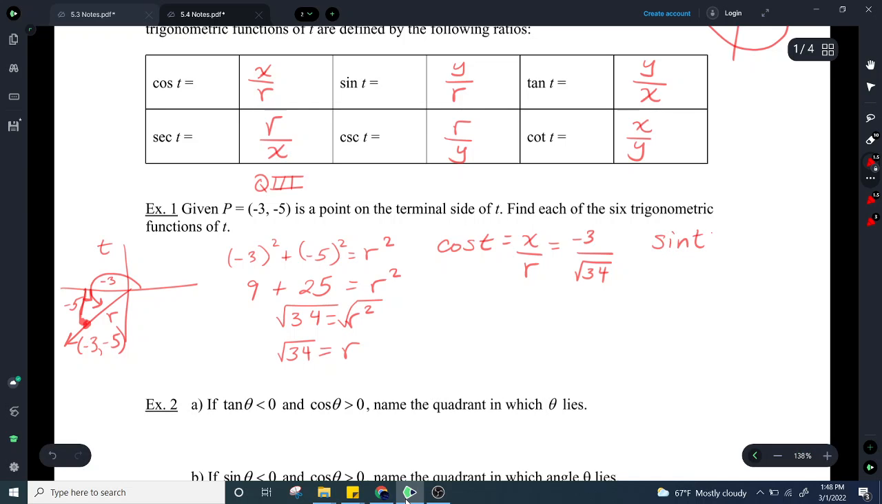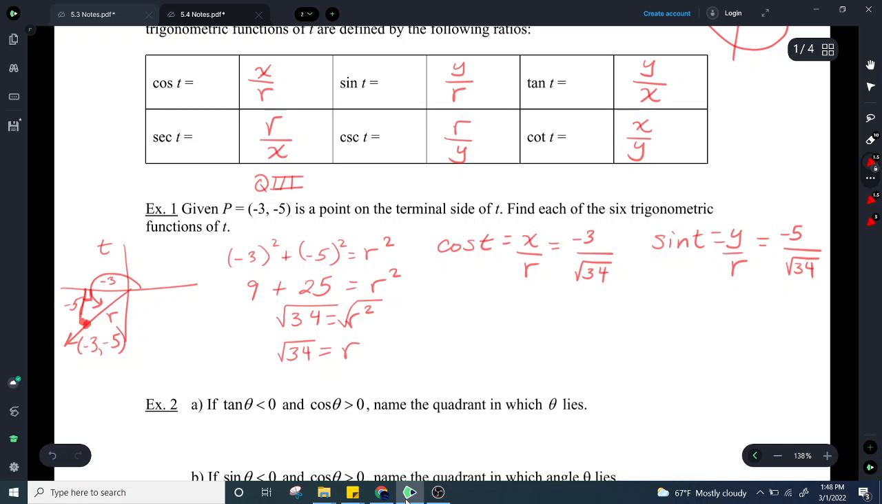Sine of t, so sine according to the rule up here is going to be y over r. And by the way, this is the same as it is on the unit circle. The difference with the unit circle is r is 1, so we don't have to worry about it. We just say cosine is x, sine is y, and we're done with it. This works for any circle. It doesn't have to be the unit circle. So it doesn't matter what the size of the circle is. We just have to figure out what r is. So sine is going to be -5 over the square root of 34.